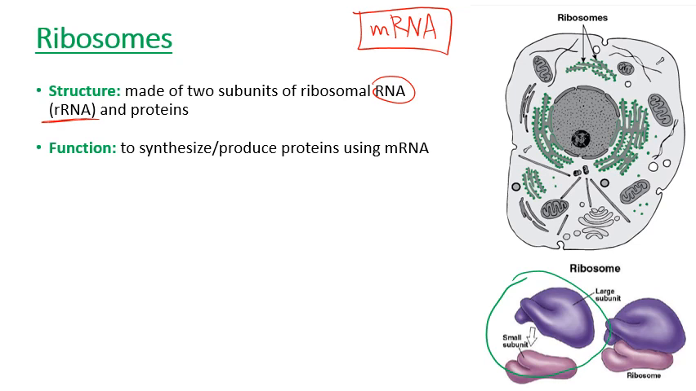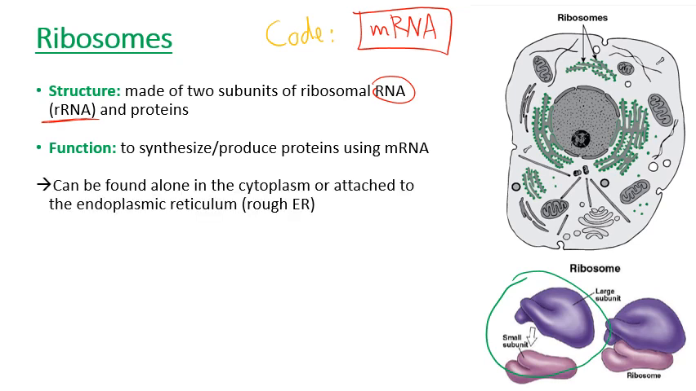The function of ribosomes, well, it is related to mRNA. It's to produce proteins, and it uses the mRNA as its code. We'll learn more about that later. So they use that coded information on the mRNA to make all the proteins for the cell. And the ribosomes, as you can see, they can either be just free in the cytoplasm, in the cytosol, or they can be attached to the endoplasmic reticulum. And then we call it the rough endoplasmic reticulum because it's covered in all these little dots, which are the ribosomes.